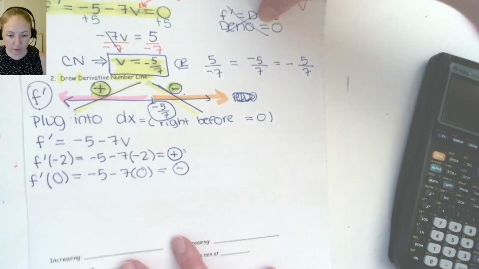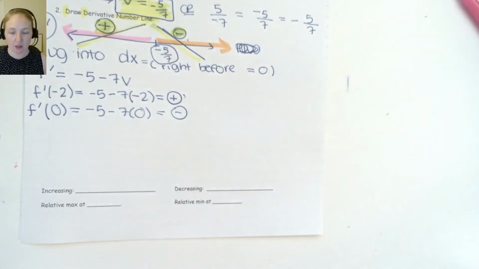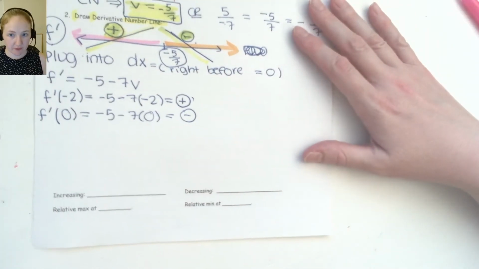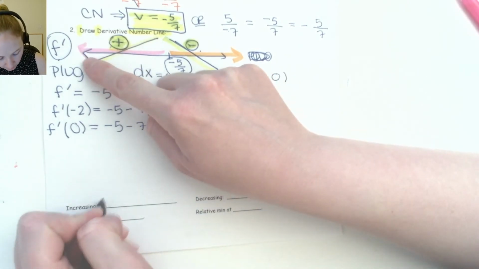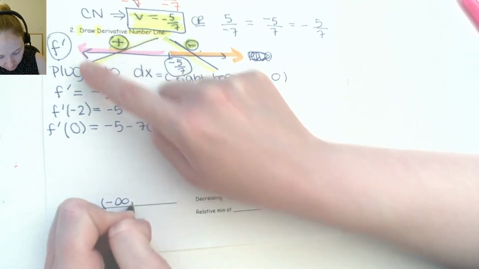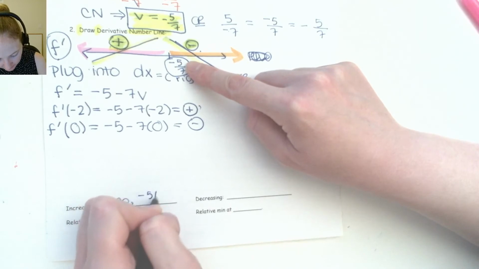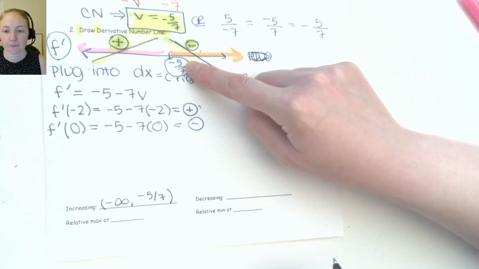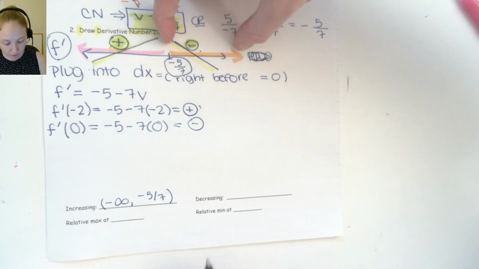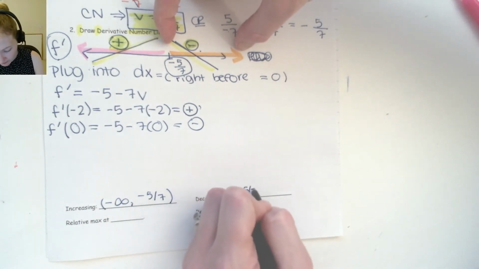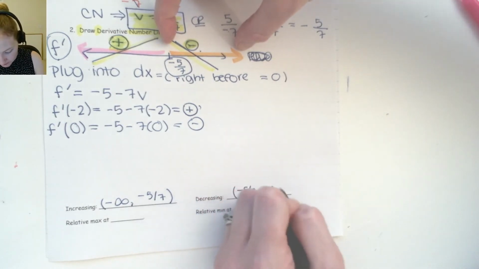Now, to write your answer, remember increasing and decreasing always have parentheses. So we're going to say that it's increasing from parentheses -infinity to -5/7, and then it switches to decreasing on the second interval. So negative 5/7 to infinity.